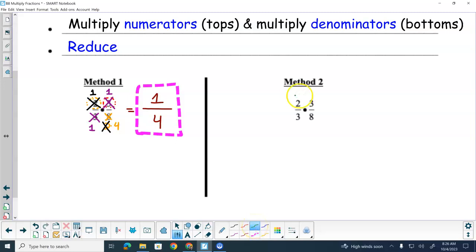You're going to multiply first. So you multiply across the top. 2 times 3. That's 6. 6 over. And then you multiply across the bottom. 3 times 8. 24. So this would be 6 over 24. And now what you got to do with that? Now you got to reduce it. You're either going to multiply first and then reduce, or you're going to reduce and then multiply. One of the two. Okay?